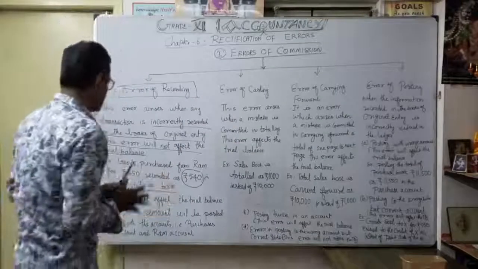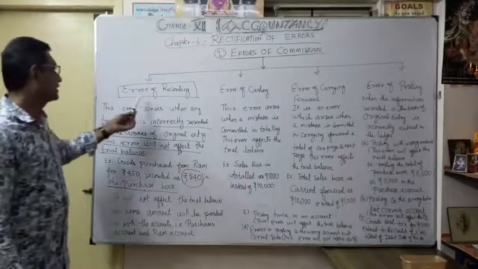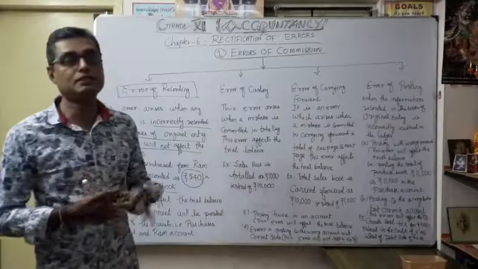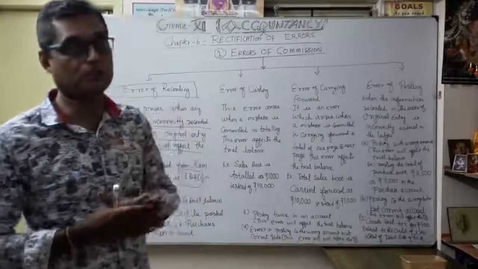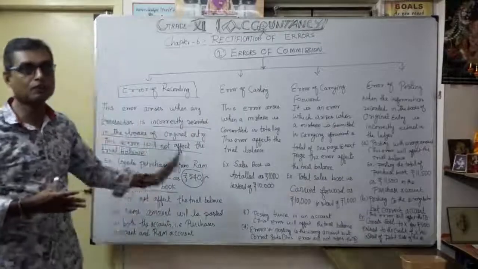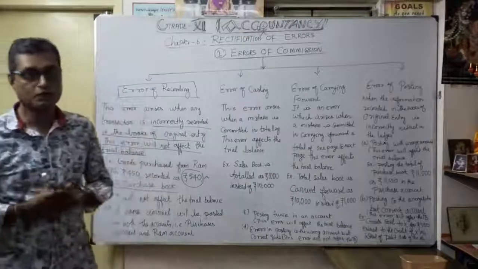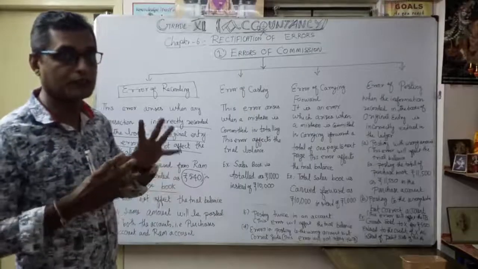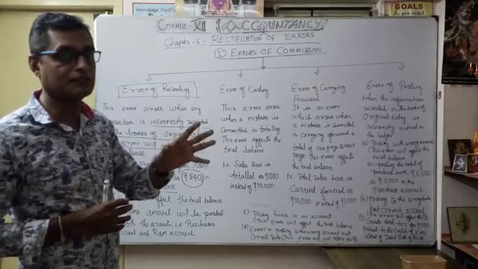Actually how much was the purchase? The purchase is 450. So here the error is an error of recording, the amount is the wrong amount. But what was done in the purchase account and Ram's account is correct. So here only the amount is wrongly entered. That's why it's coming under error of recording. Understood clearly? That's very important, if you want to identify which error this is.